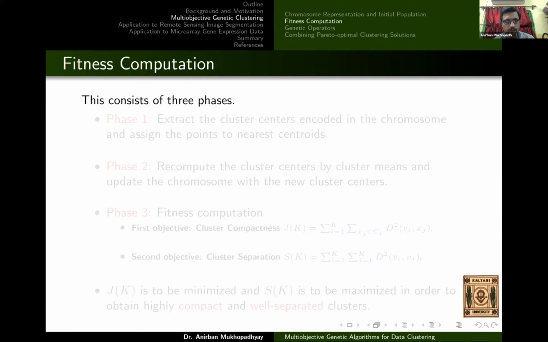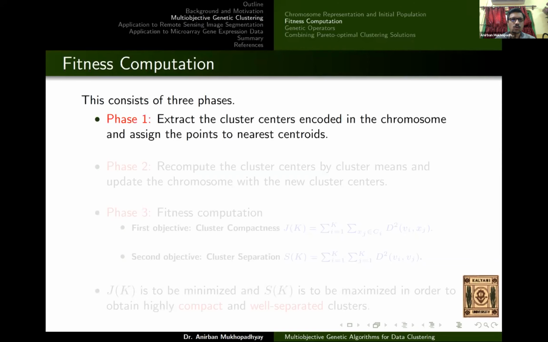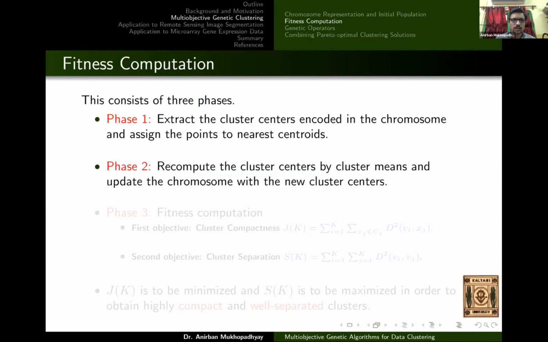compute the fitness values. Here we are using multiple objective functions. Phase 1 is to extract the cluster centers encoded in the chromosome and assign the points to the nearest center. So here we perform a single step of K-means clustering. Once that is assigned, we recompute the cluster centers by cluster means and update the chromosome with the new cluster centers. And then we compute the fitness value.